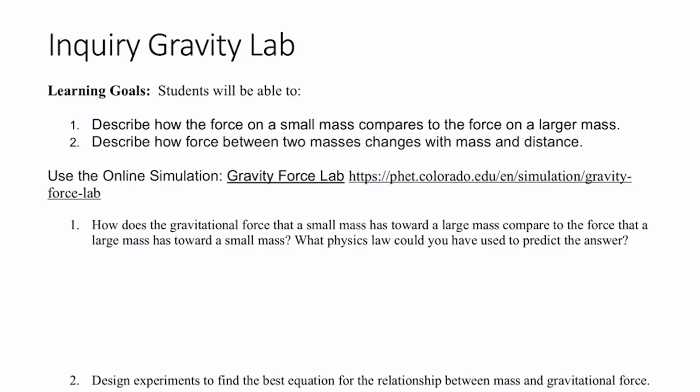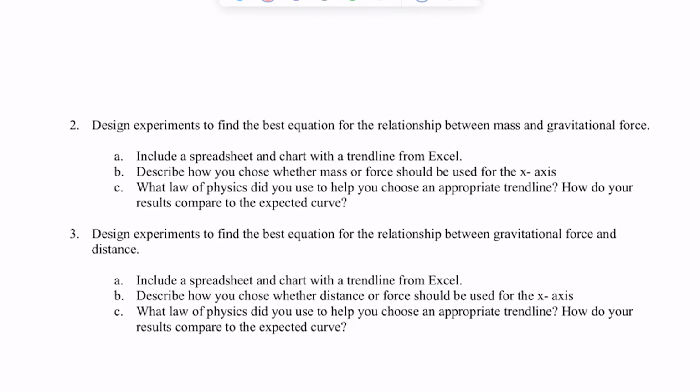Hey guys, on this experiment, a couple things to note. You're going to have to go to phet.colorado.edu and you're going to find things there, and then just search for Gravity Force Lab, and then you're going to do the things it asks you to do. But the hard part of this experiment comes here on part 2. You're going to design an experiment to find the best equation between the relation between mass and gravitational force.